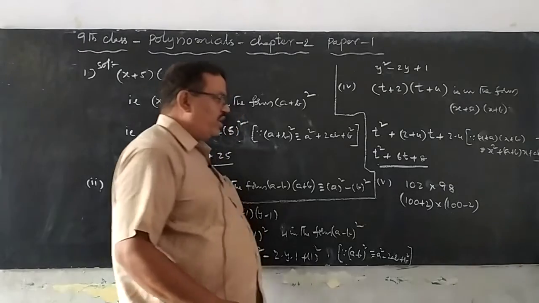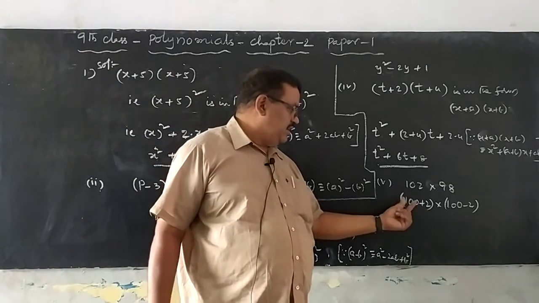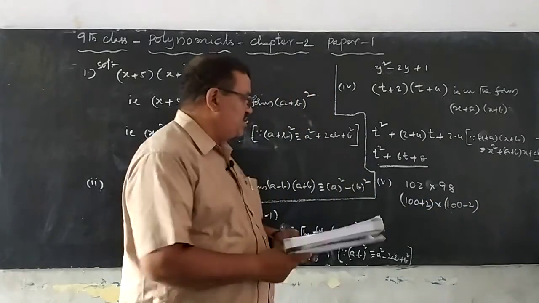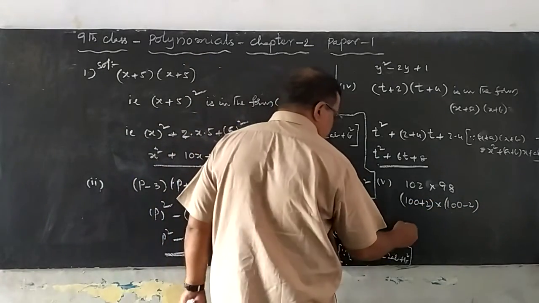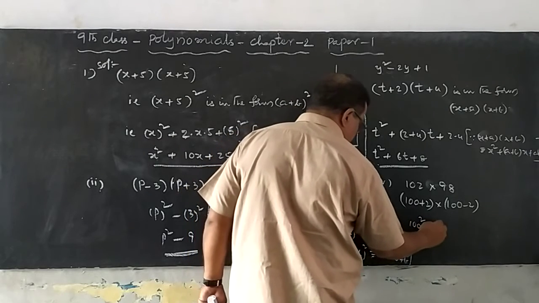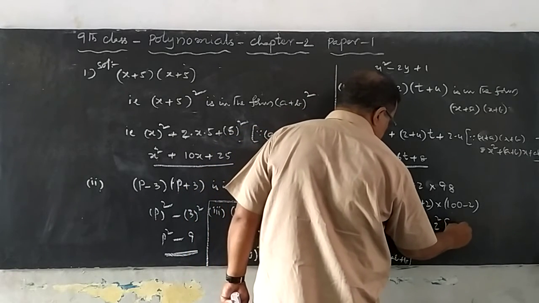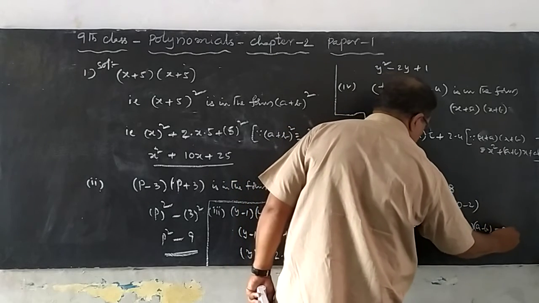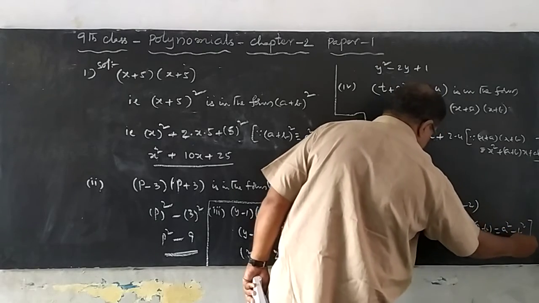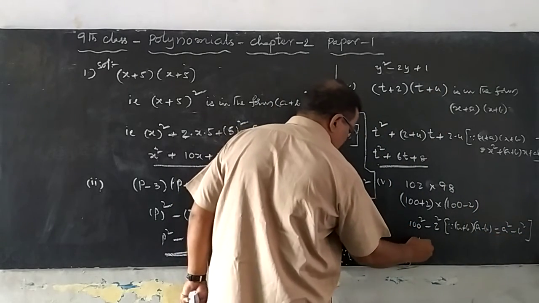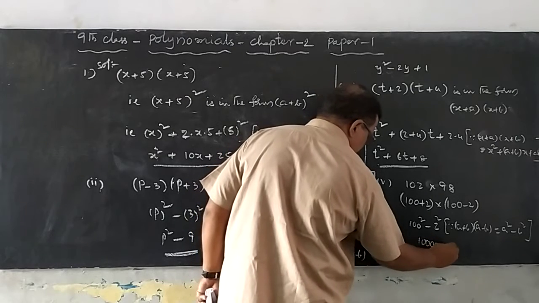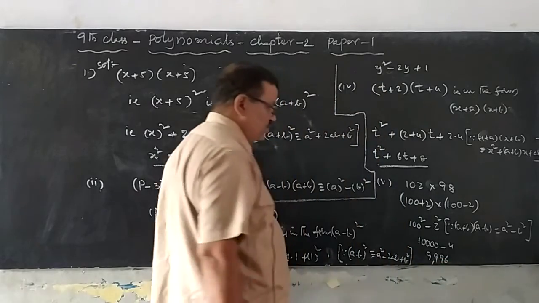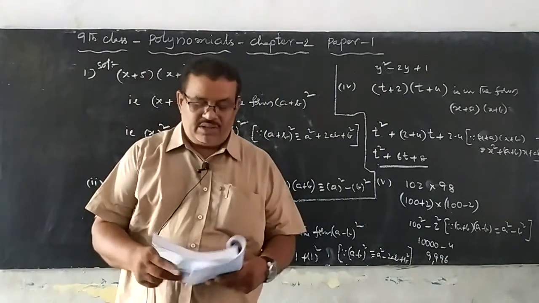Once again we have to recall which formula it is, in the form a plus b into a minus b, that is a square minus b square, that is 100 square minus 2 square. Since a plus b into a minus b is equal to a square minus b square, children. 100 square value is 10,000 minus 4, 9,996. This is the solution. These are the 5 problems given in the Do This.